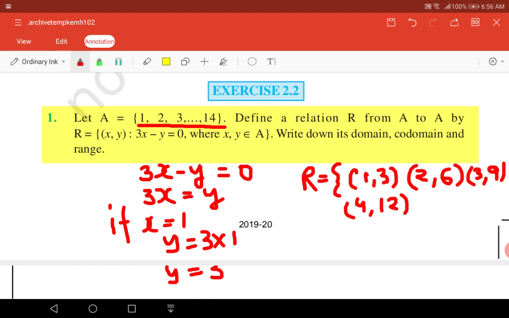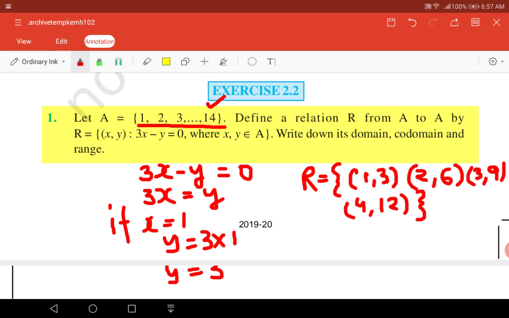Now if we put x equal to 5, then y will be 15, but you can check from here we have the numbers only till 14, so that means we cannot take the value of x equal to 5. So this will be our relation R equal to {(1, 3), (2, 6), (3, 9), (4, 12)}.